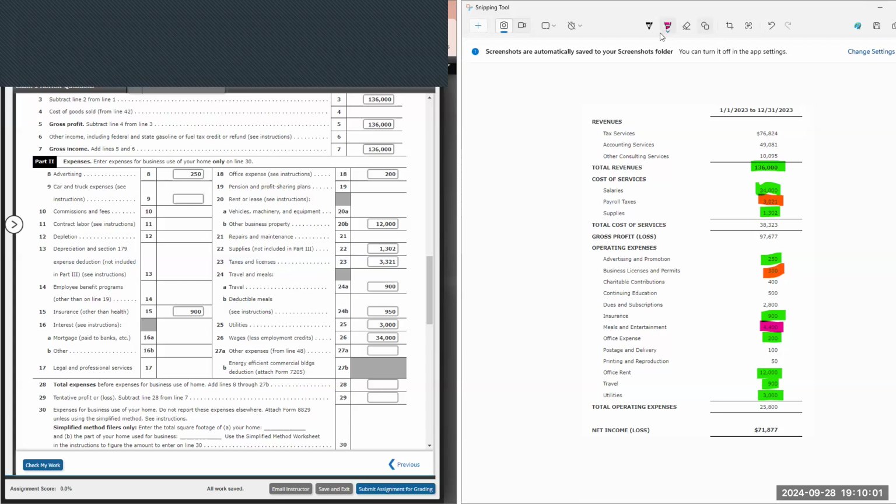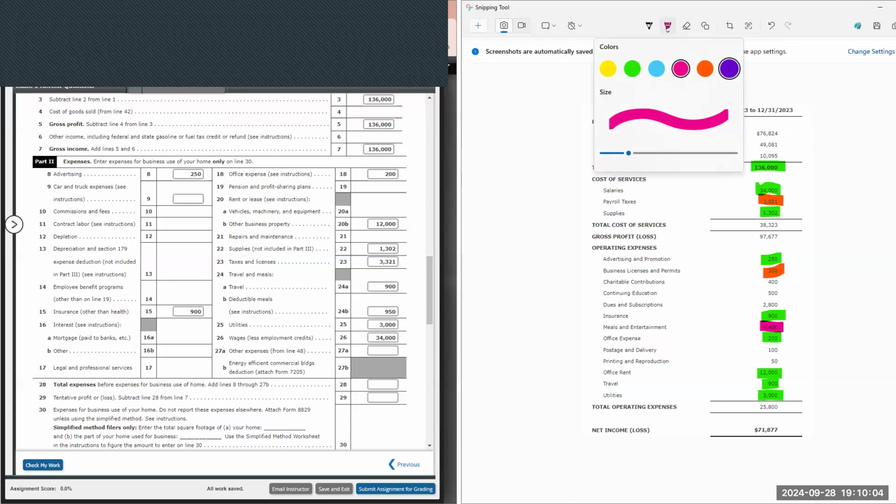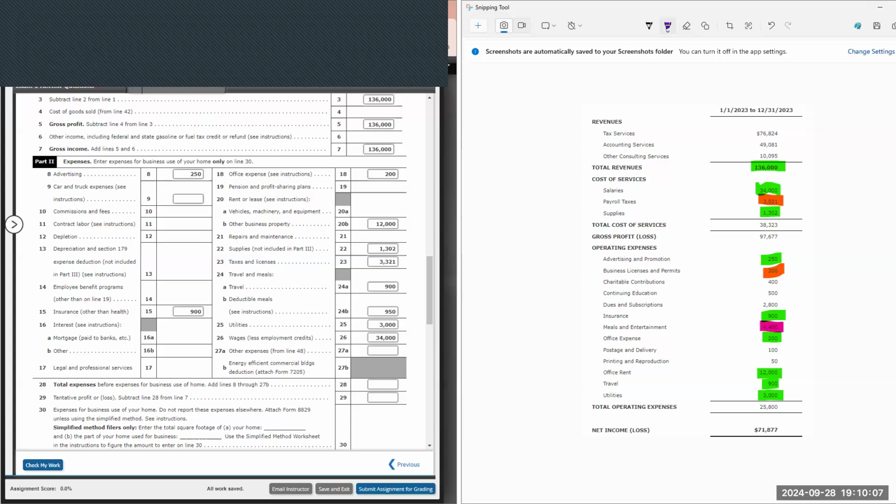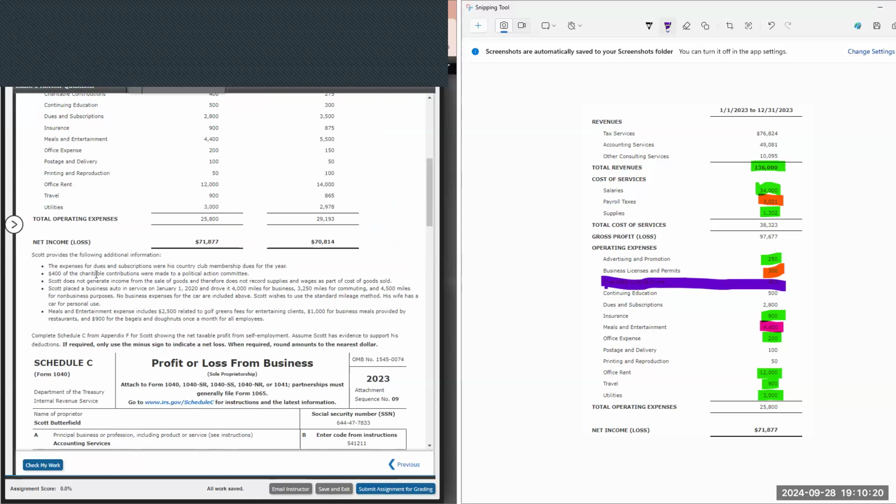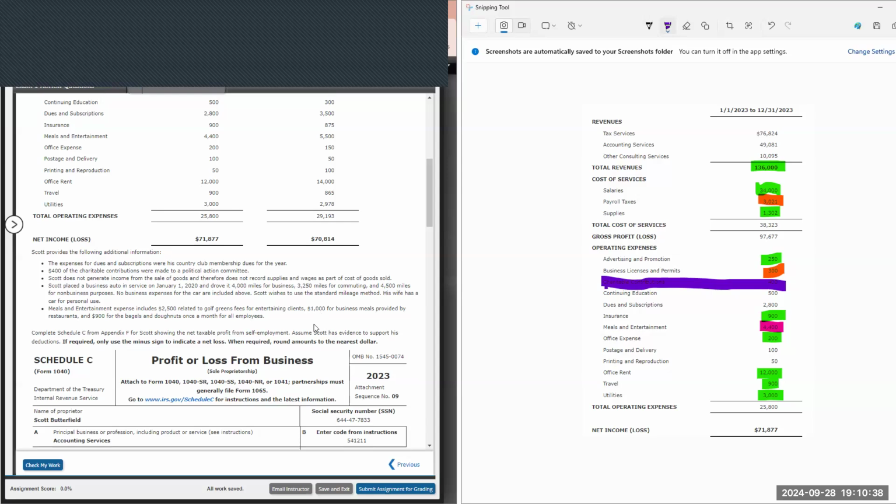All right, so next we move on. There are some expenses that are not reported on Schedule C. Charitable contributions would not be reported on Schedule C. Instead, they would be reported on Schedule A. The problem also lets us know that there were political contributions. Those are not considered deductible. In the event that it was to a 501(c)(3) qualifying organization, it would be deductible on Schedule A, but political contributions are not considered deductible. So just keep that in mind.